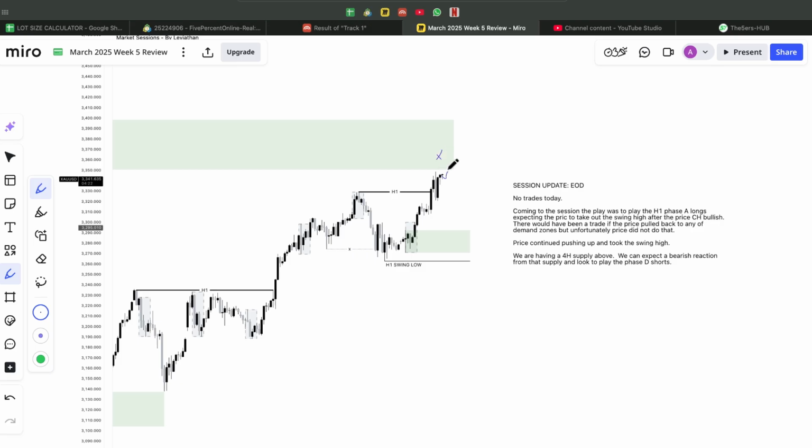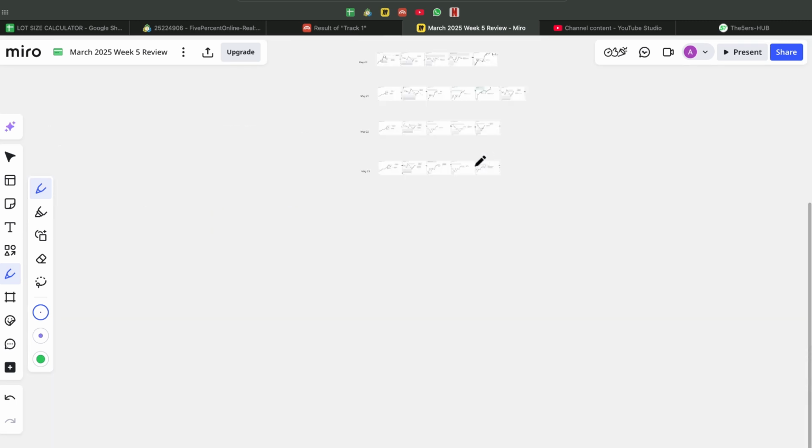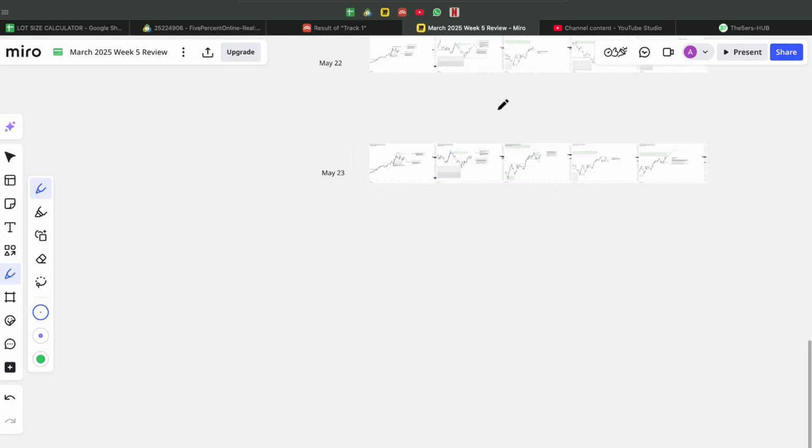So once the price reaches this supply, again there would be two options for me. One is to wait for the price to chalk bearish and look for the phase D shorts. Otherwise, wait for the price to flip this supply. And once the price flips this supply, then you can look for the buys from the flip zone. So yeah, these are the two scenarios that could happen.